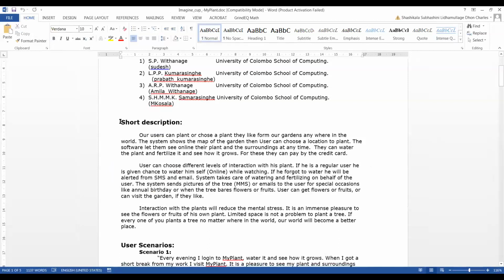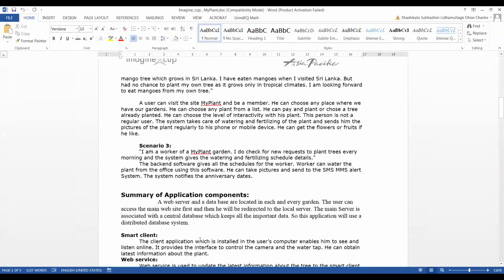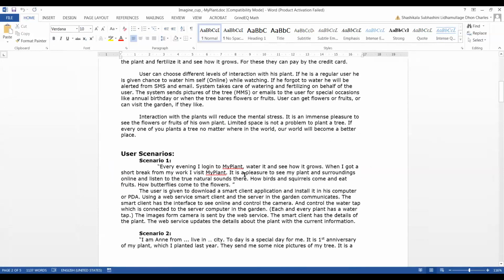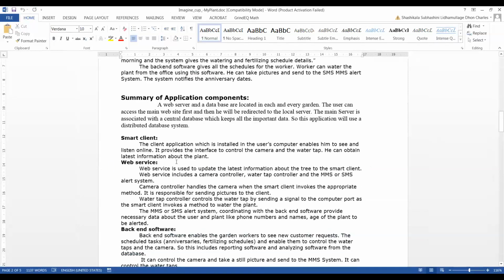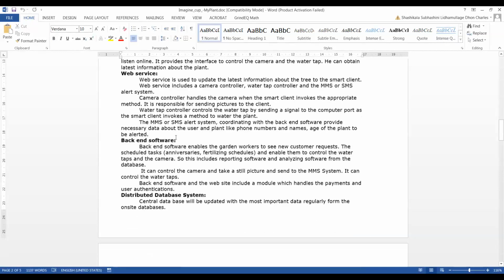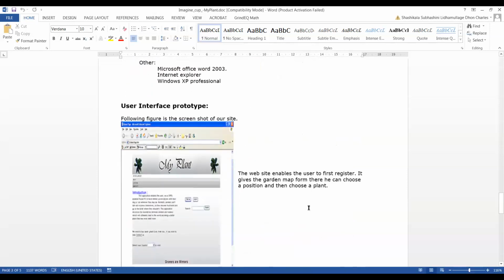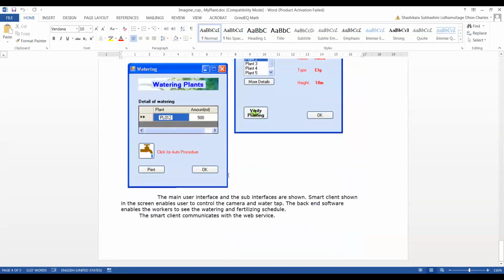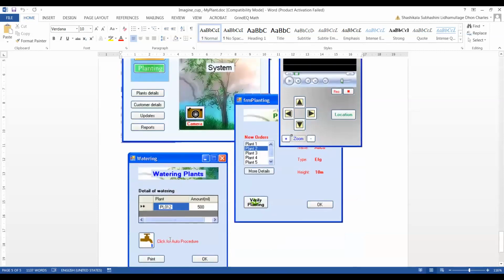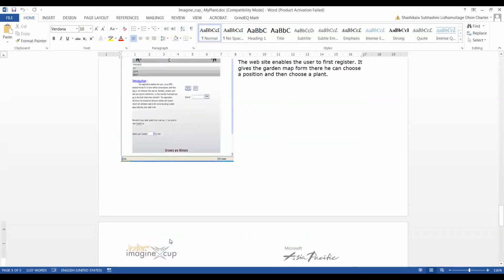You give the short description of what you are going to do, then the scenarios, and you can describe each interface. Then these are the summary of application components, such as the smart client, which you can include. This is the architecture; you can draw an architecture diagram, then user interfaces, prototypes, and you can also include a use case diagram in this. Okay, the next one.